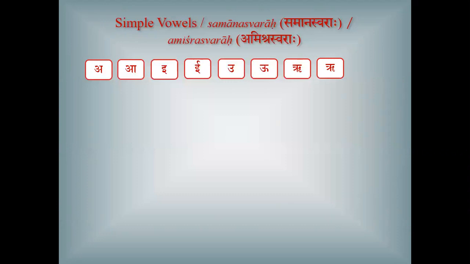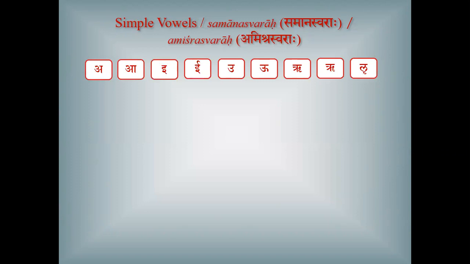Then the next one is L. This is a peculiar vowel, not much used in the language. It is there, but not much used. Therefore, there is no need to bother about this letter L. So A, A, I, E, U, U, R, R, L.